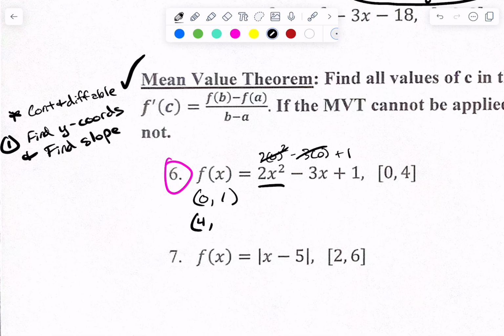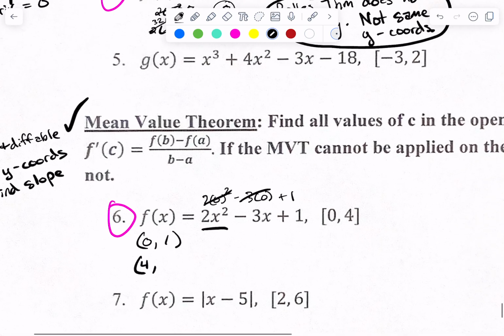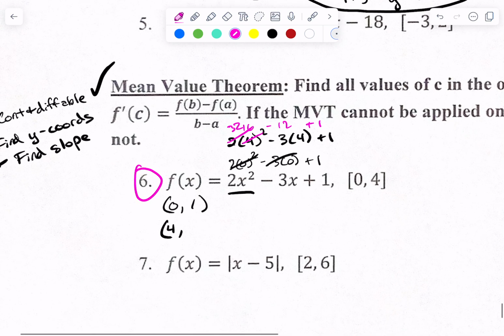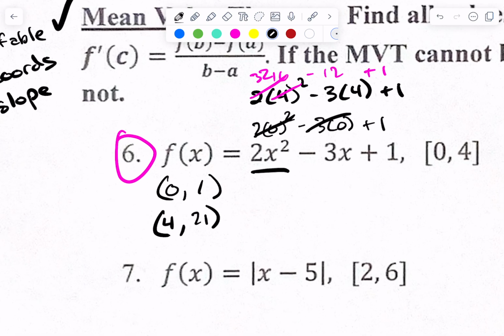No, that's for Rolle's theorem. They're going to be the same y coordinate. This is not going to have the same y coordinate. So 2 times 4 squared minus 3 times 4 plus 1. 4 squared is 16. This is 32. 32 minus 12 plus 1. 21? Yes. So 4 comma 21. Cool. All right, now what do I do?